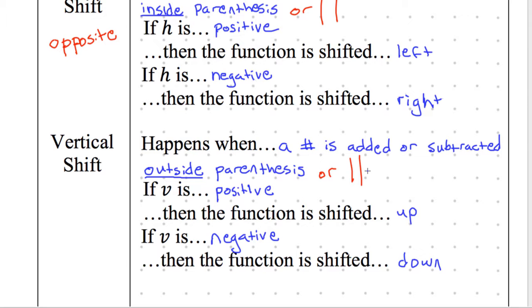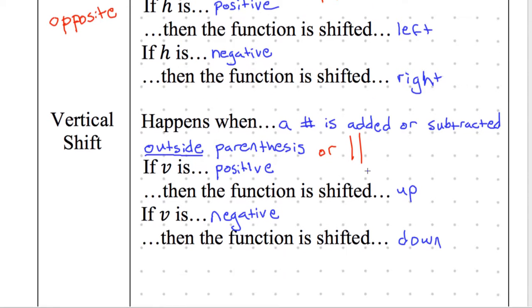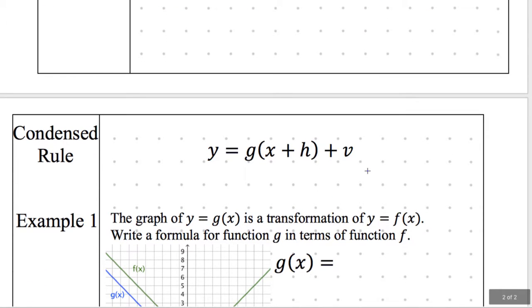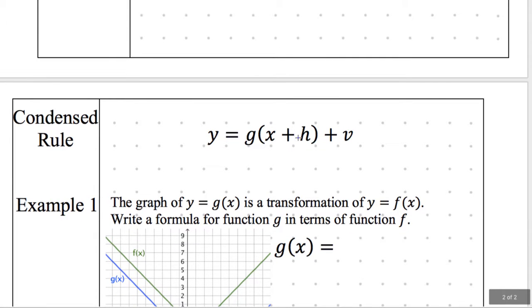I want to condense this all into one simple, easy to remember, back of the note card type of rule. Say you have this function. I don't know what function I'm doing, so I just kept it a general form g of something. It could be an absolute value function, something squared, something cubed. I don't know what the function is. I'm keeping it as general as possible. What I want you to do is write over this. H is going to affect the left and right movements.